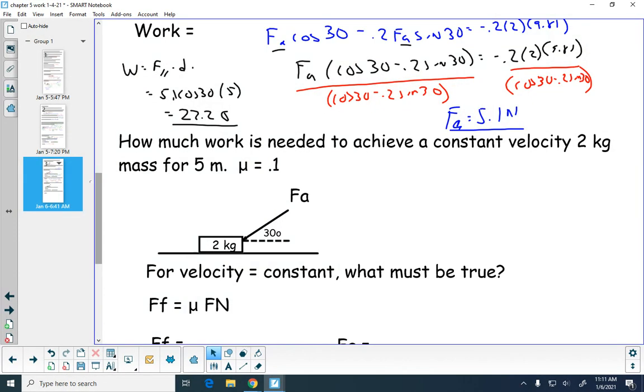The next problem is the same type of problem, but it's pushing downwards. We're not going to go into that today. We're going to leave it be. We'll just leave it at that.